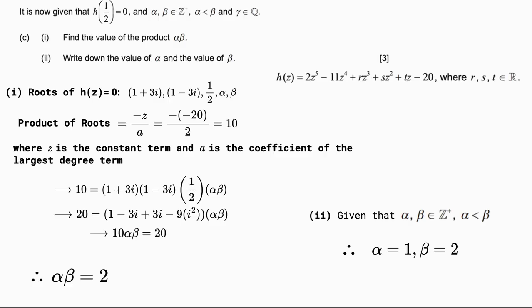So beta equals 2 and alpha equals 1. I mean, if you had alpha equals negative 1 and beta equals negative 2, that obviously wouldn't satisfy this condition. So there can only be one possible answer to this. So alpha equals 1 and beta equals 2.